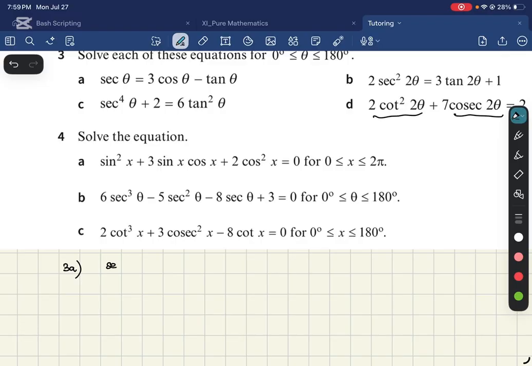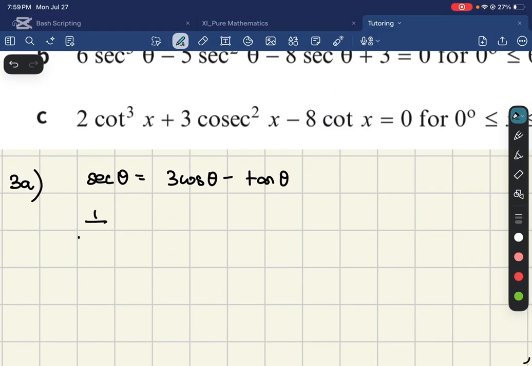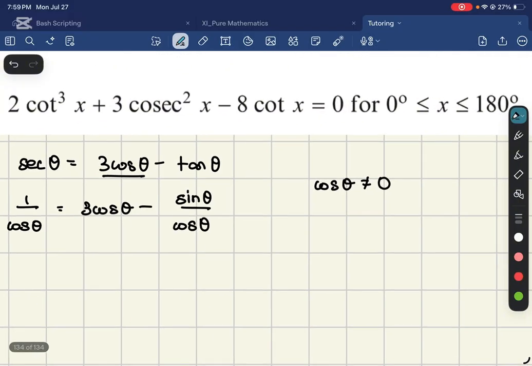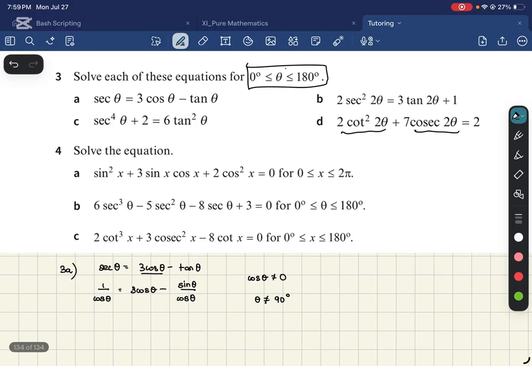3e says secant theta is equal to 3 cosine of theta minus tan theta. All right, so again, this is the domain restriction. Secant theta is just 1 over cos theta. I can write this as 3 cos theta minus sine theta over cos theta. But cos theta is in the denominator. So cos theta cannot be equal to 0. And theta does not equal 90 degrees, right? Cos 90 is 0, so it cannot be 90 degrees because 90 degrees is an angle within that domain, right? So it cannot be equal to 90 degrees.